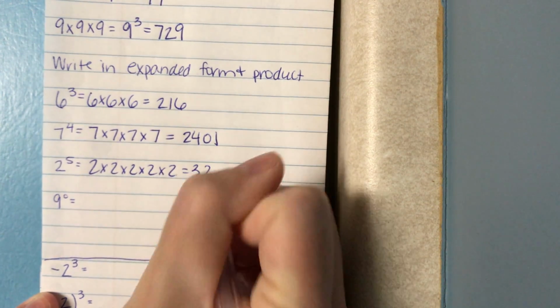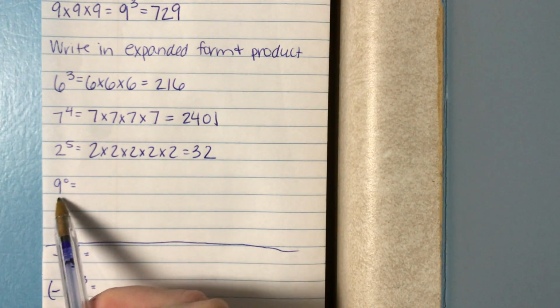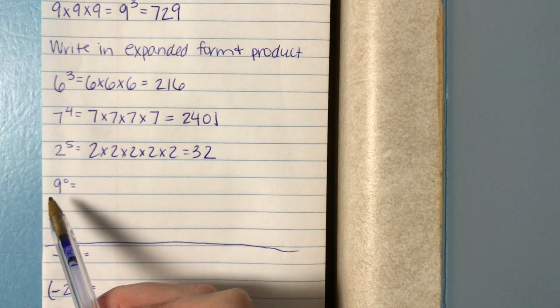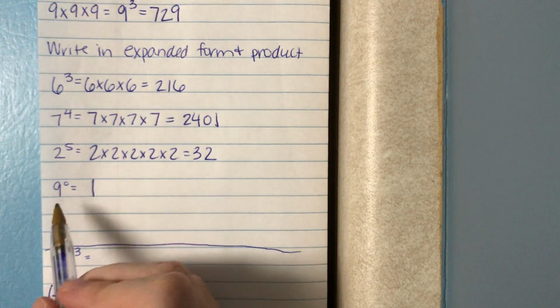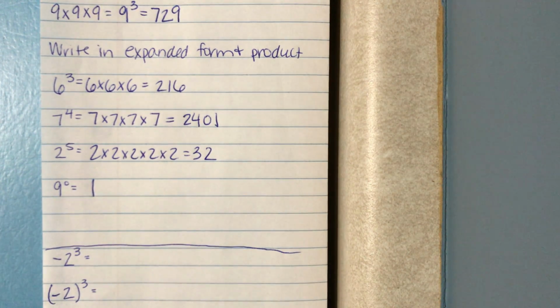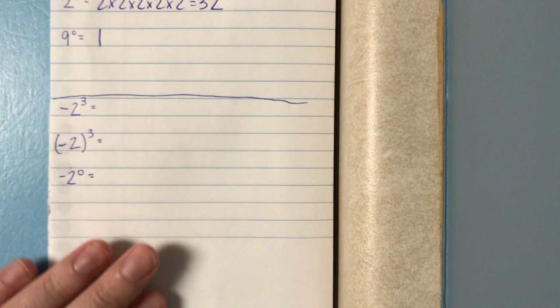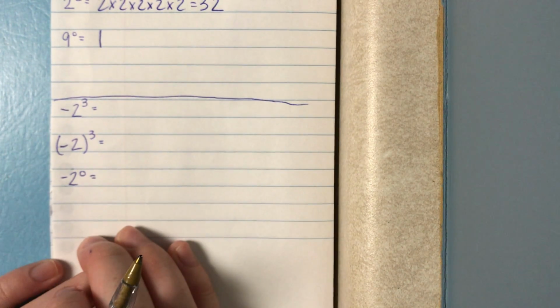I got 32. And then last one, this is a weird rule. Anything to the 0 power, your answer is always 1, and that's the only thing you would ever need to write. So I have 9 to the 0 power, so it's just going to be 1. So anything to the 0 power is 1.